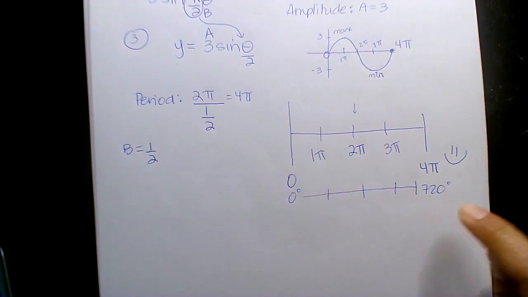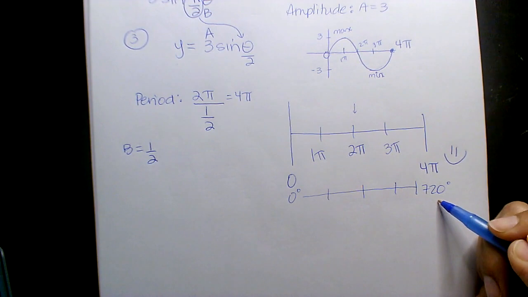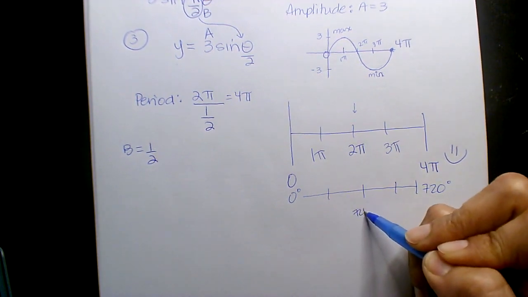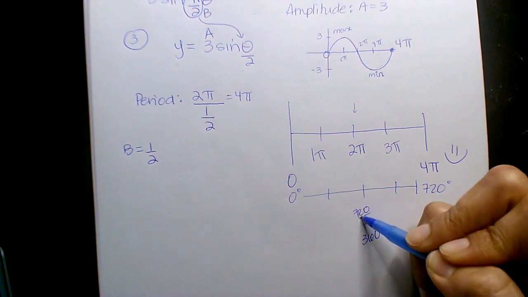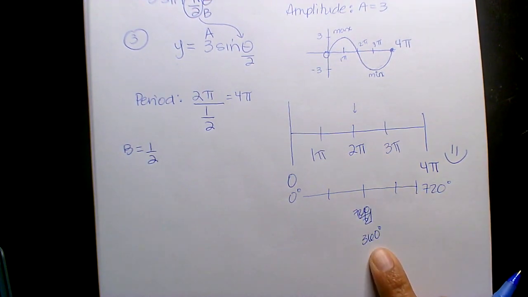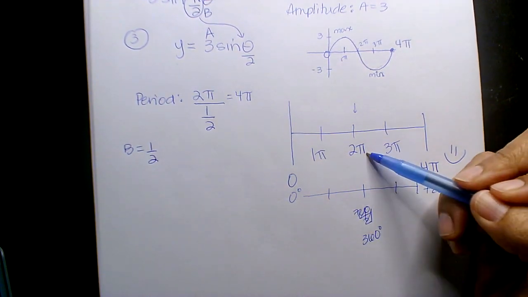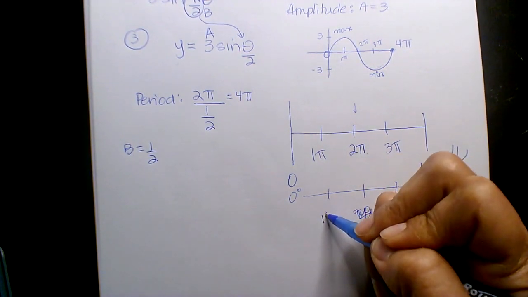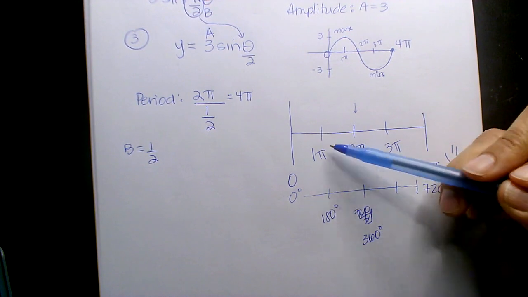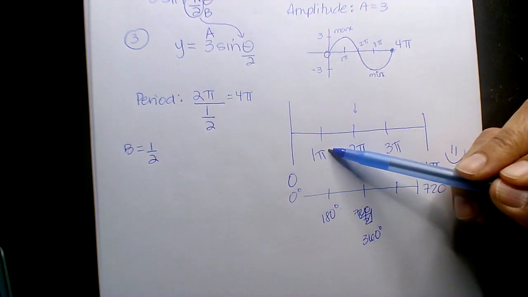And so if this is 720, you guys know, okay, let me divide 720 by 2, and I get 360, so I know this is 360. And you guys should already know 360 is equivalent to 2 pi. What's half of 360? 180. And you guys already know pi is 180.